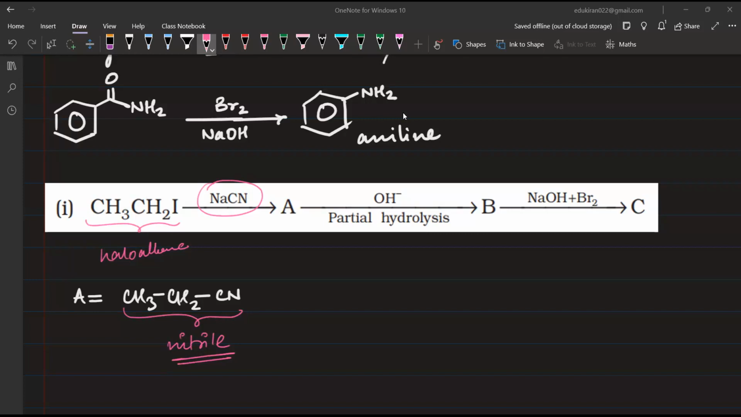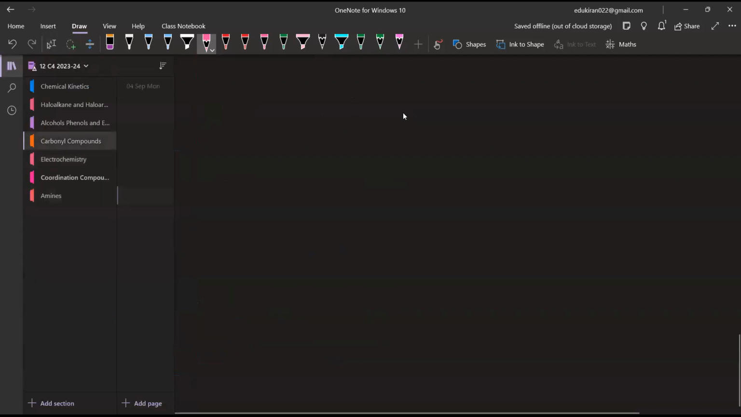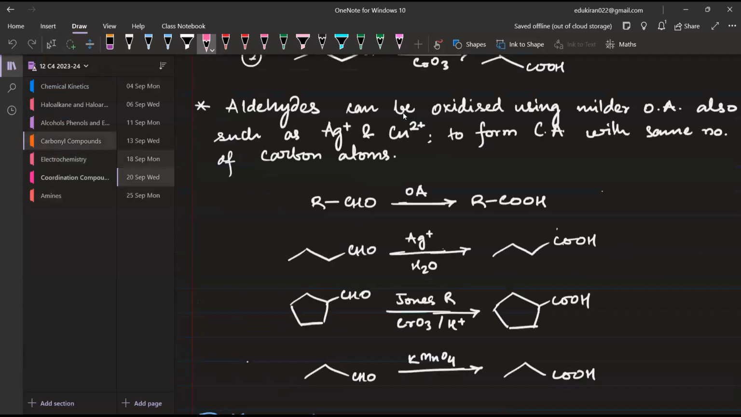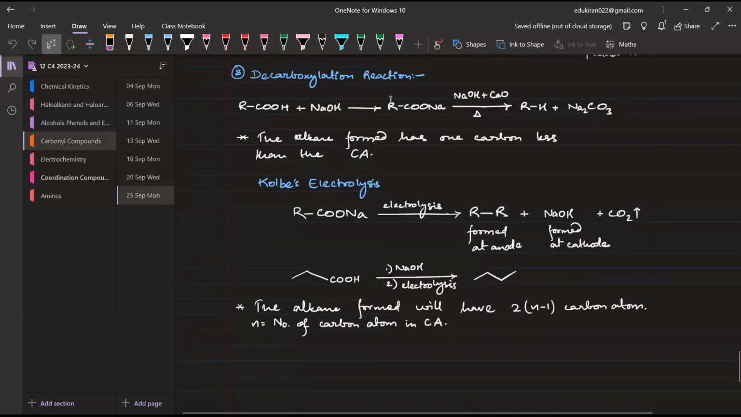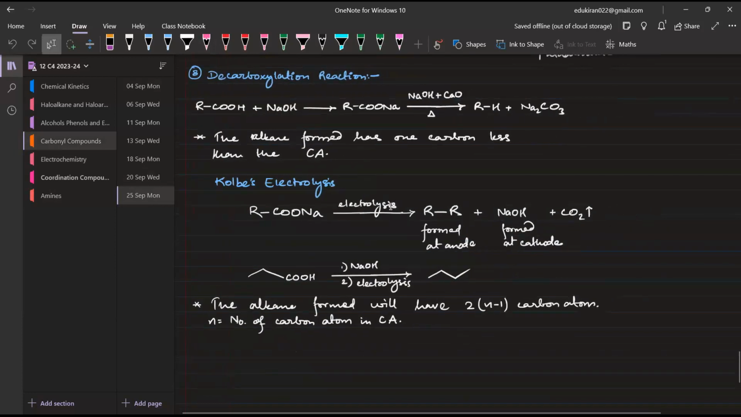Alcohol, phenol, ether. Now this is where generally the difficulty comes. So let me show you guys. Aldehyde, ketone, carboxylic acid. Aldehyde, ketone, carboxylic acid.